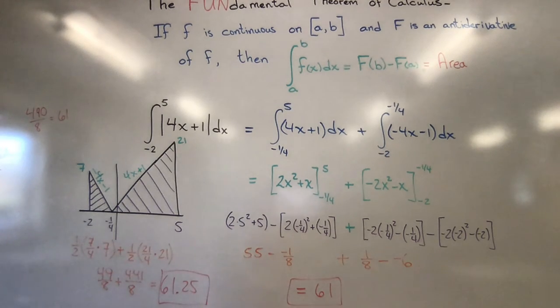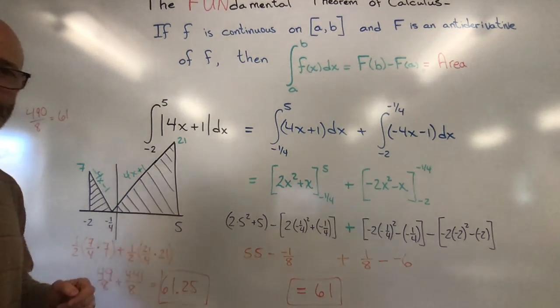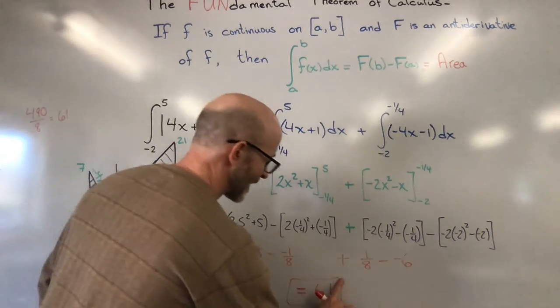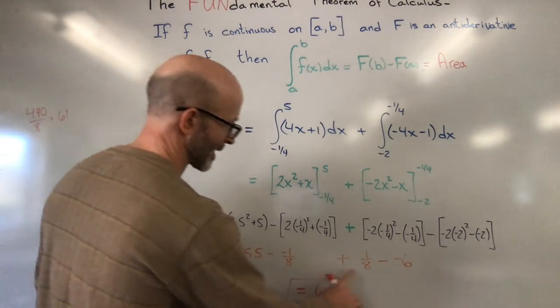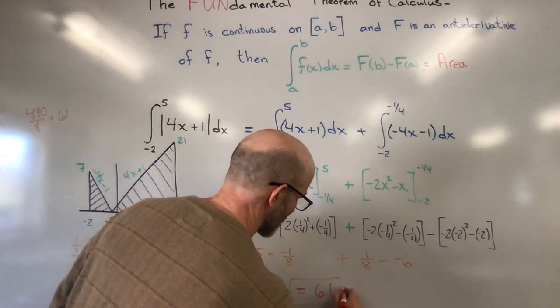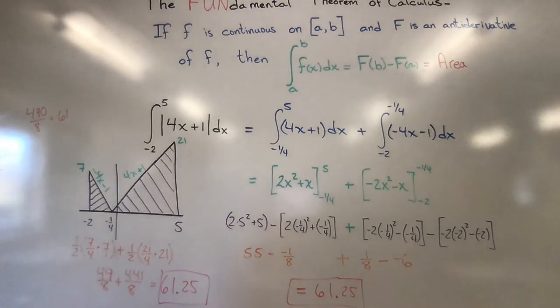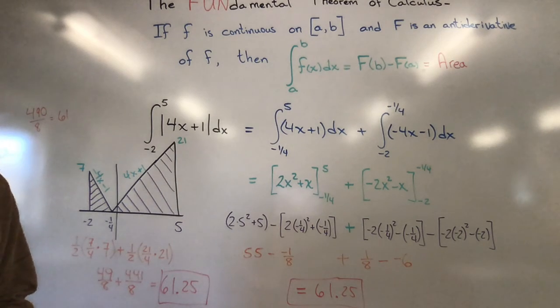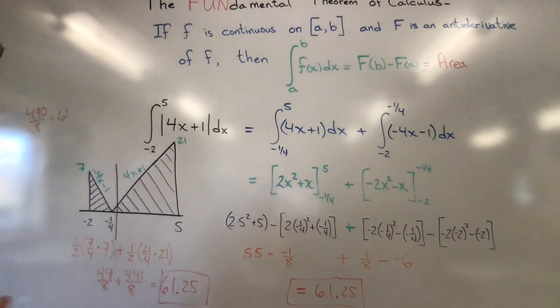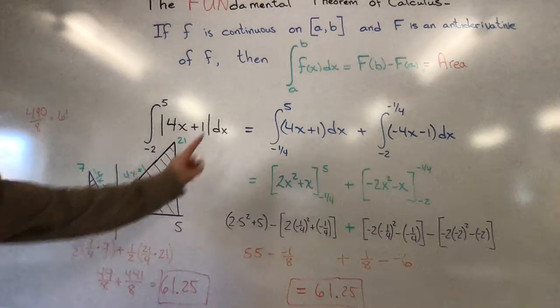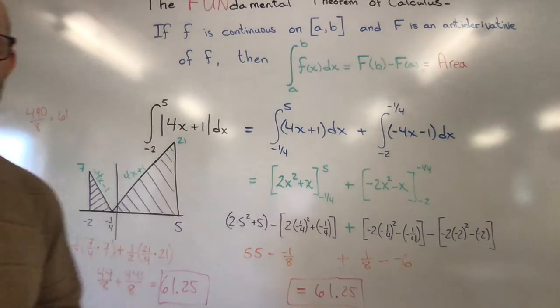Hey, by the time I plug it in, I get 61.25, which lets me know I absolutely cannot add over here. Positive 1/8 and positive 1/8 is positive 1/4. I didn't really mean to do it 2 ways to check my answers, but it was a good thing that I did. I don't care whether you do it geometrically or whether you write it as 2 separate integrals.